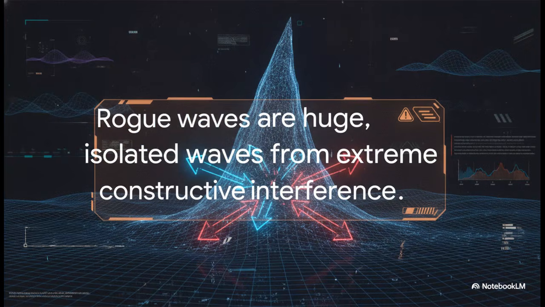But when constructive interference goes to the absolute extreme, we get something terrifying: rogue waves. These are massive, isolated ocean waves that seemingly appear out of nowhere. Sometimes it's just perfect storm interference overlapping just right. Other times, it's strong ocean currents amplifying an opposing swell.